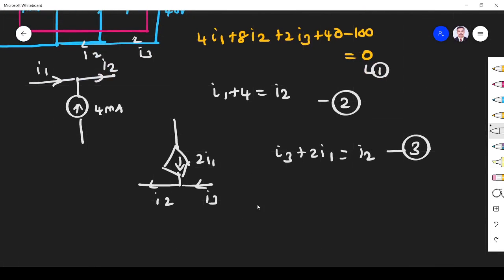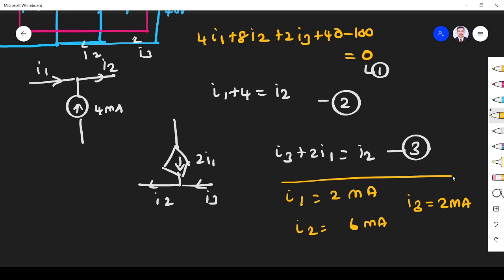So we got 3 equations and 3 variables. If we solve all the equations as per Cramer's rule, what we get is I1 is 2 milliampere, I2 is 6 milliampere, I3 is again 2 milliampere. Okay, so these are all the answers.